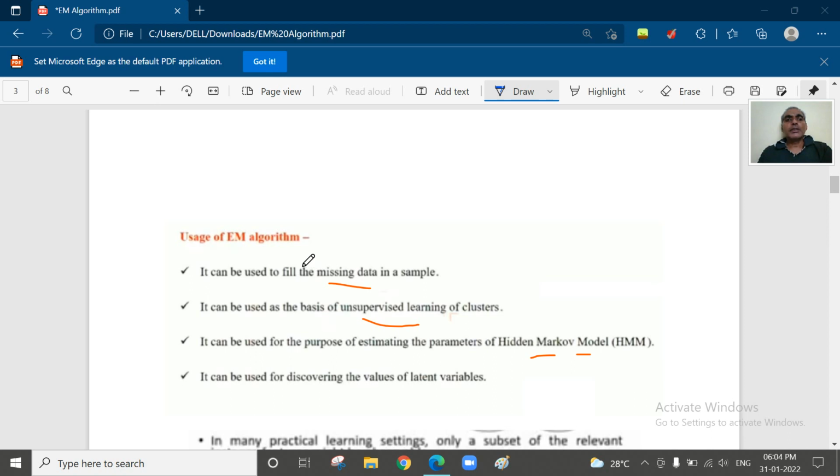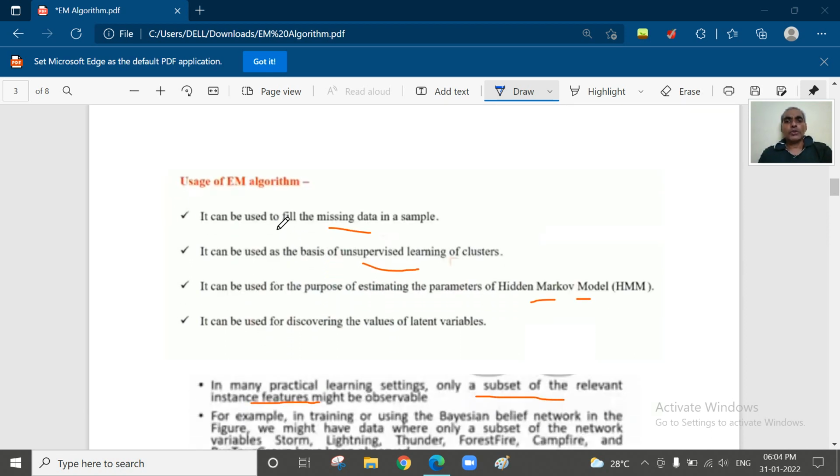So now what are the uses of the EM algorithm? We can say that it can be used to fill the missing data in our sample, right? Just now we have discussed. It can be used as a bias for unsupervised learning of clusters, right? When you have some unsupervised learning, we can just bias it, so by default you are going to assume something. It can even be used for estimating the parameters of, say, hidden Markov models, right? These are some of the models which come in our learning. Right now we need not discuss, it is out of the scope of the syllabus.